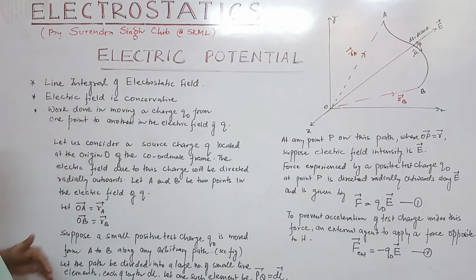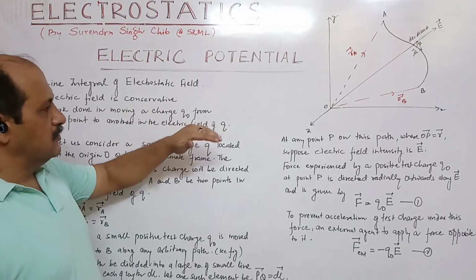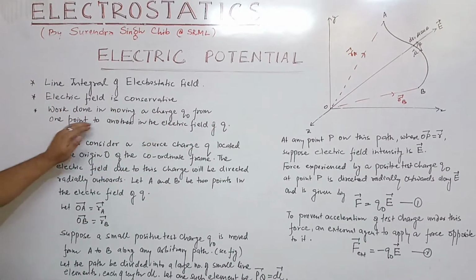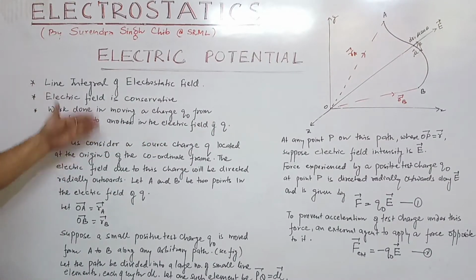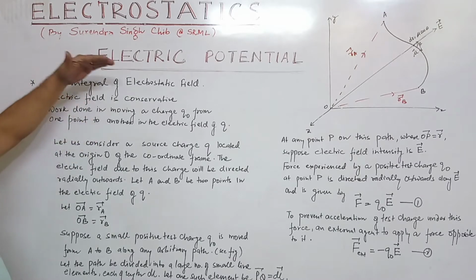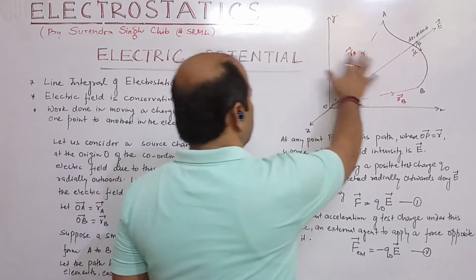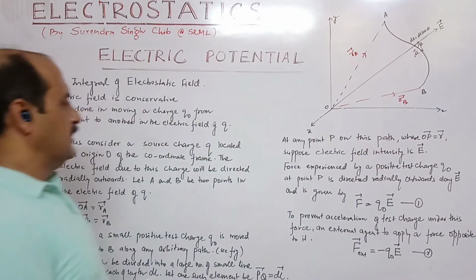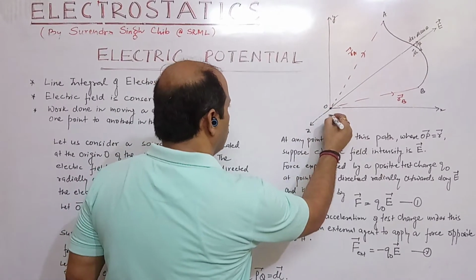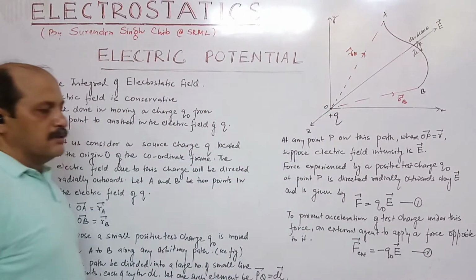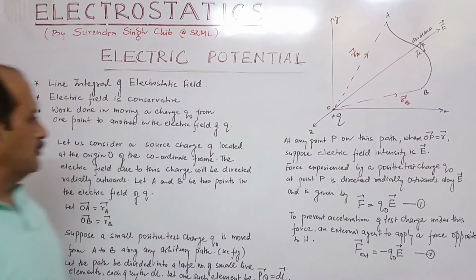And in this derivation we also derive the formula for work done in moving a charge Q0 from one point to another in the electric field of Q. And later on we will take the electric potential. So let us consider a Cartesian coordinate system, and let us consider a source charge plus Q kept at the origin.